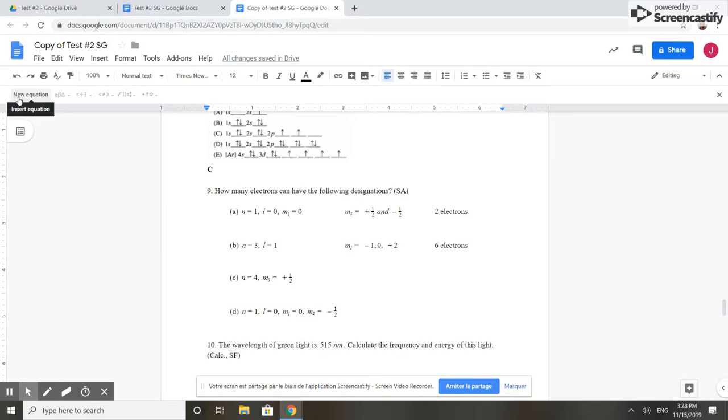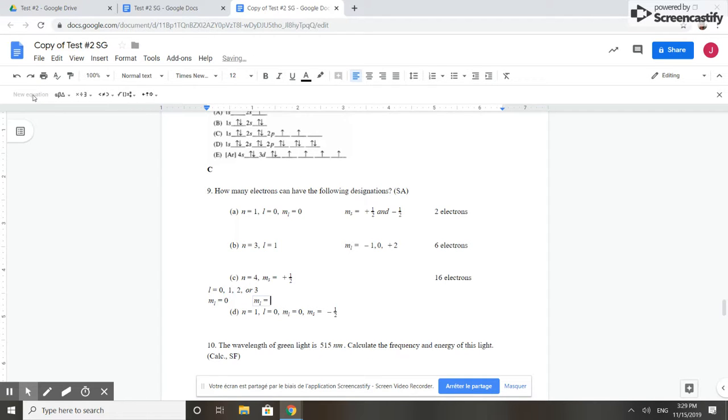If you just know it's n squared, it's going to be 16 electrons. That works. But the reason why that works out is L can be equal to 0, 1, 2, or 3. So for L is equal to 0, ML is also going to be 0. So that's just 1 from there because of the plus 1/2.